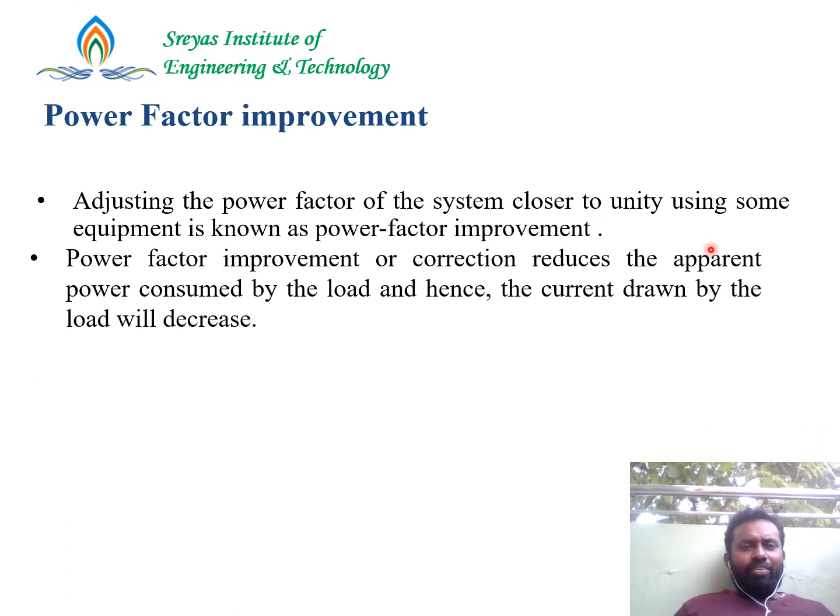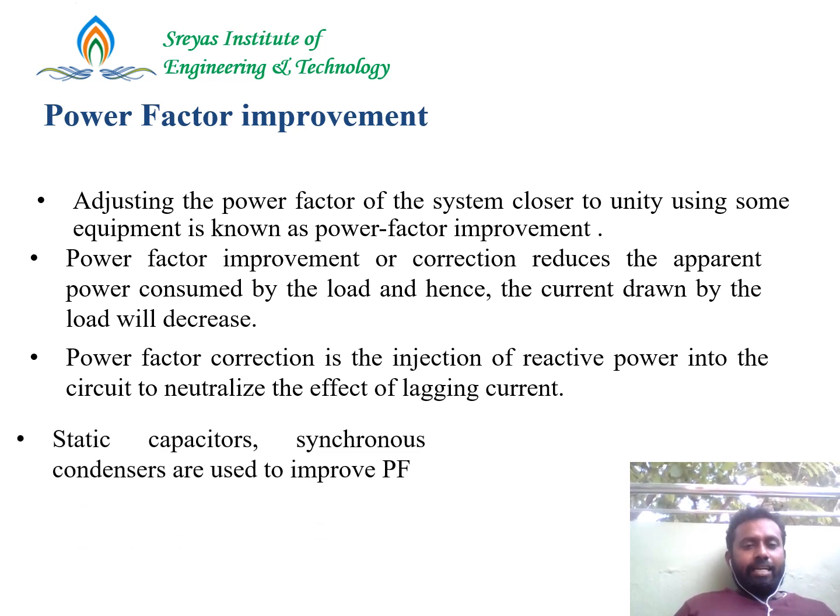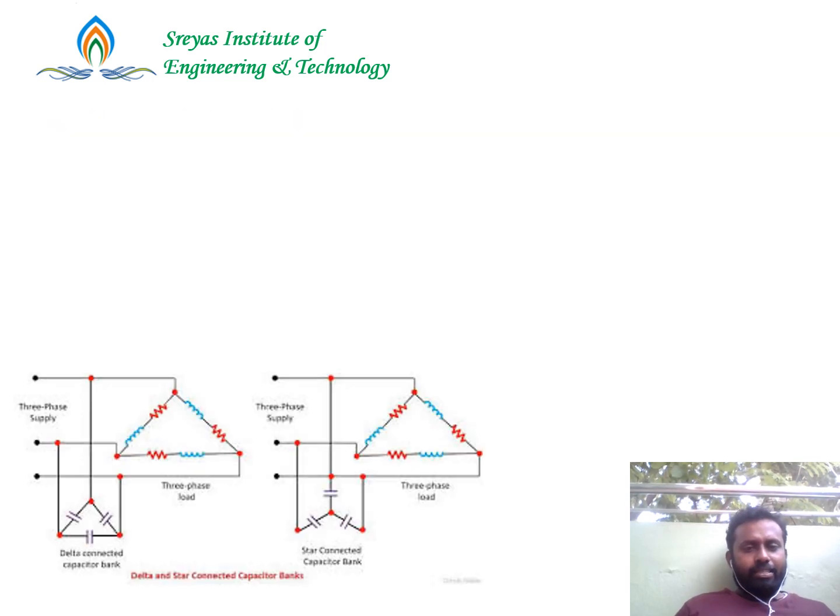Power factor improvement or correction reduces the apparent power consumed by the load, and hence the current drawn by the load will decrease. Power factor correction is the injection of reactive power into the circuit to neutralize the effect of lagging current. Static capacitors and synchronous condensers are some of the devices used to improve power factor.